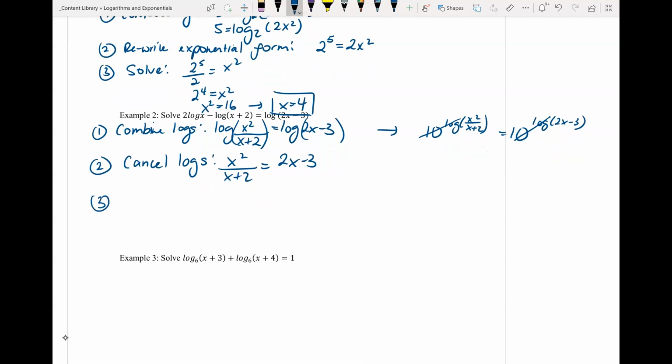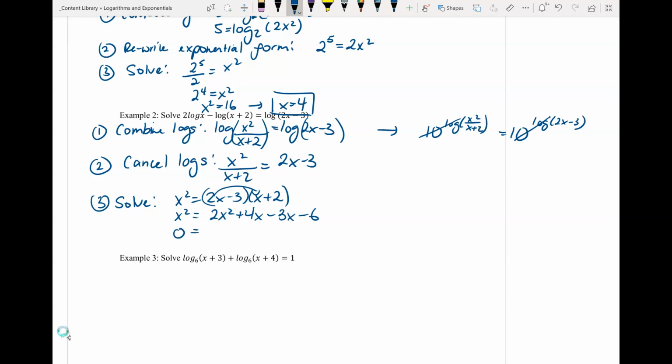And now we're going to solve. So I'm going to multiply both sides by x plus 2. And then simplify the right-hand side by expanding. This is 2x squared. 2x times 2 is 4x. Negative 3 times x is negative 3x. And then negative 3 times 2 is negative 6.